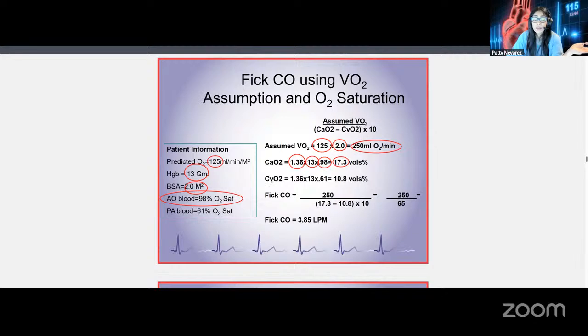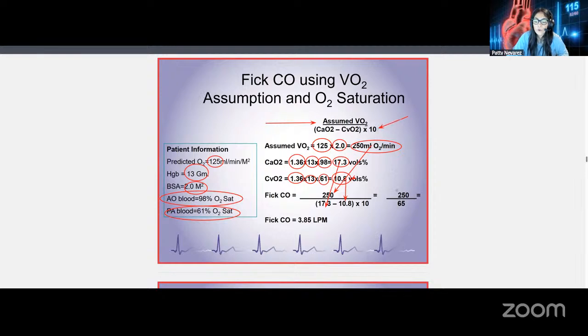And then I'm going to do the same thing on the venous, constant 1.36 by hemoglobin. And then I'm going to go back and read my PA, which is 61%, 0.61. And my result is 10.8. Okay, now just now, I'm going to be able to plug all these numbers into my equation. Because if you remember, my equation is right here on the top. Let me just get an arrow. This is my formula, right? So I'm going to do my assumed VO2, this 250. And then I have my arterial here. And then I have my venous here. And then I have times 10.